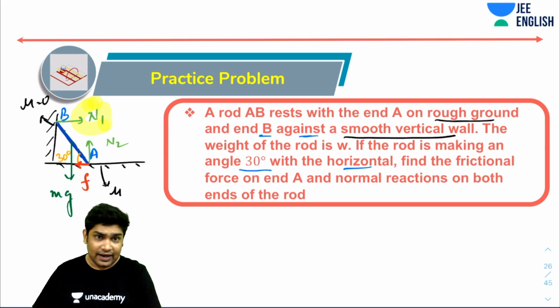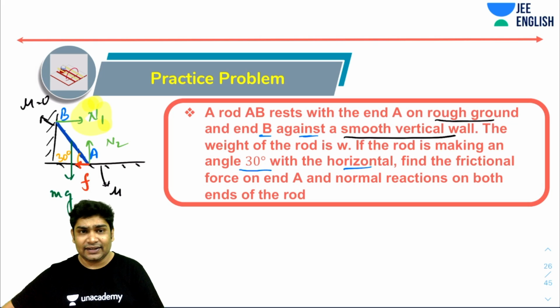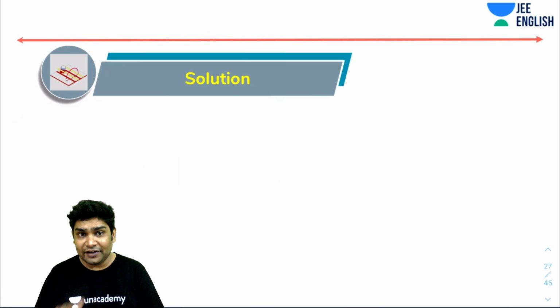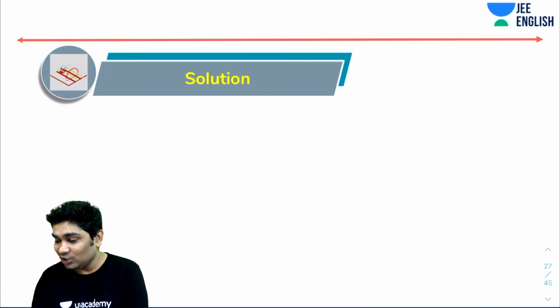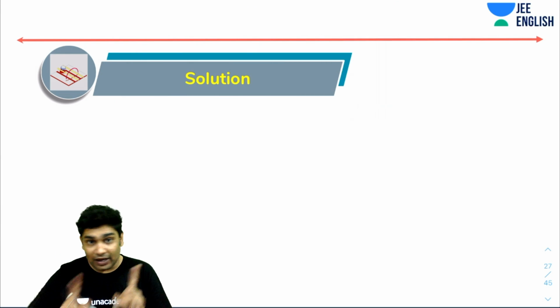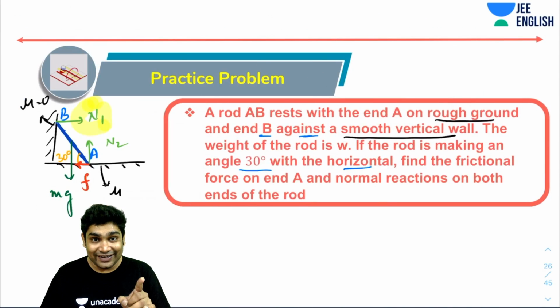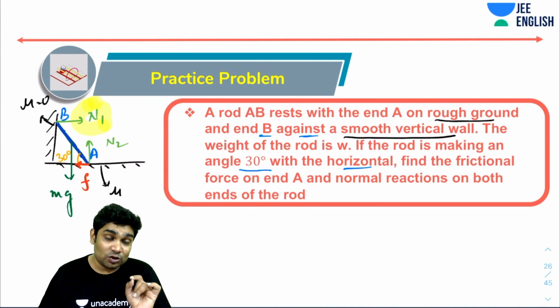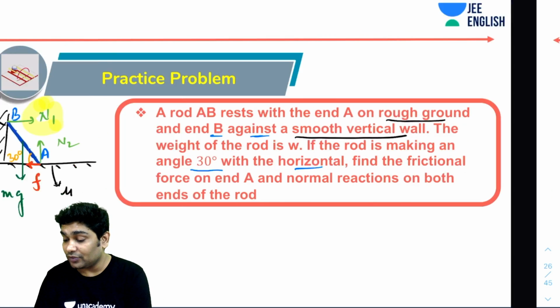So let's try and solve this now. I think that's enough time for you guys. I had already given you help with the FBD. So what I can say is that first I will always start by making the FBD, which I already made here. Then the second thing that I'll always do is write the translatory equilibrium equations.